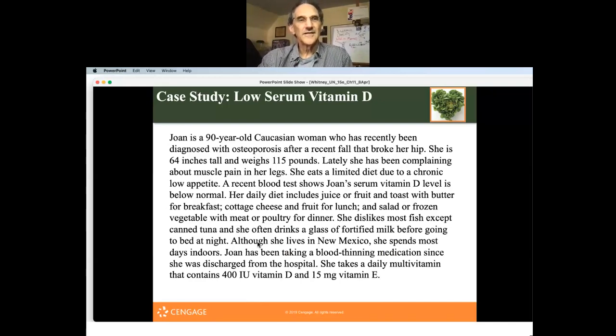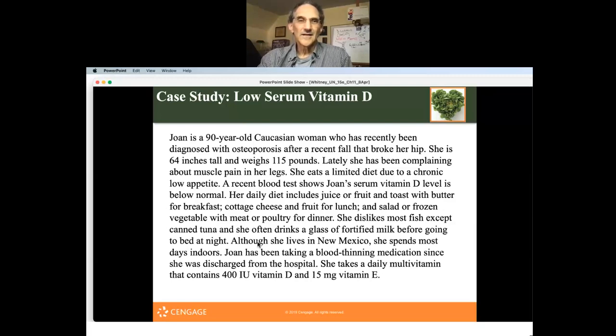Joan is a 90-year-old Caucasian woman who has recently been diagnosed with osteoporosis after a recent fall that broke her hip. She is 64 inches tall, 110 pounds. Lately, she's been complaining about muscle pain in her legs. She eats a limited diet due to chronic low appetite. A recent blood test showed Joan's serum vitamin D is below normal.